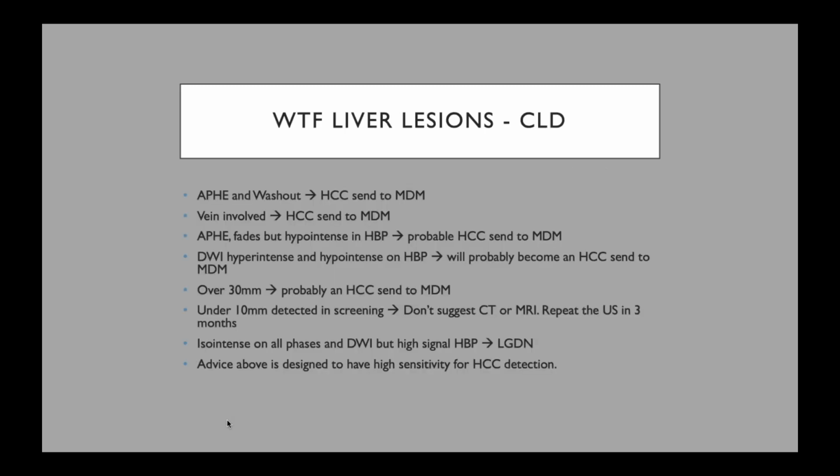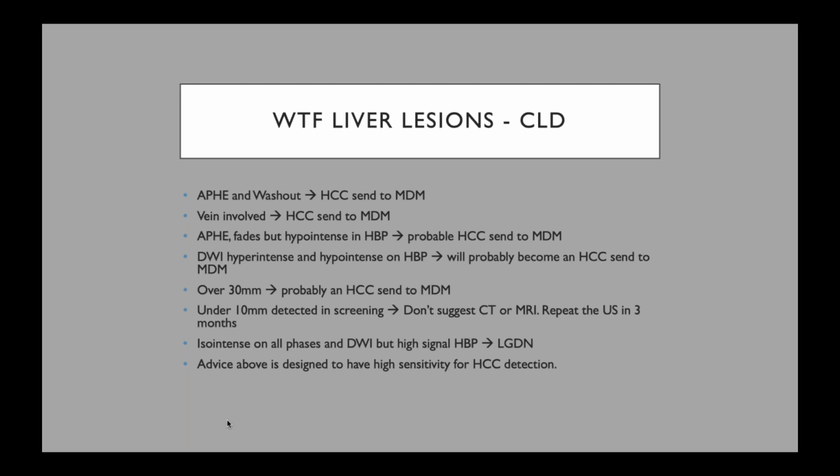So this is the approach I have for chronic liver disease. And I think these are most of the combinations you're likely to come across. So arterial phase hyperenhancement and washout, it's an HCC. Those patients should be sent to an MDM. If the vein is involved, it's usually going to be the portal vein, it's an HCC, send them to an MDM. Arterial phase hyperenhancement, fading, no washout, but hypo-intense in the hepatobiliary phase, that's probably either an early HCC or will become an HCC. So again, send them on to the MDM.